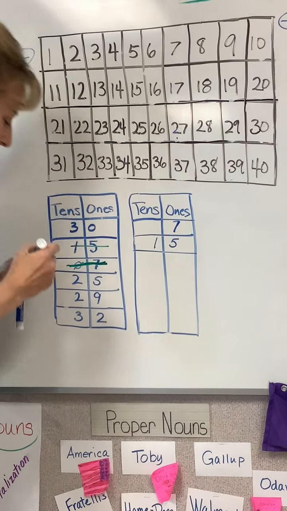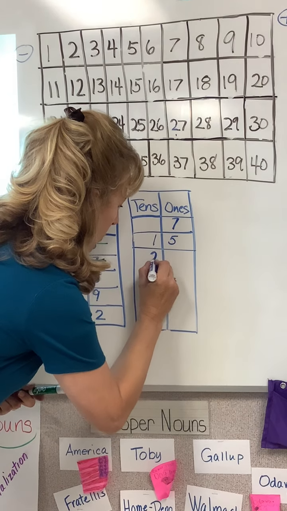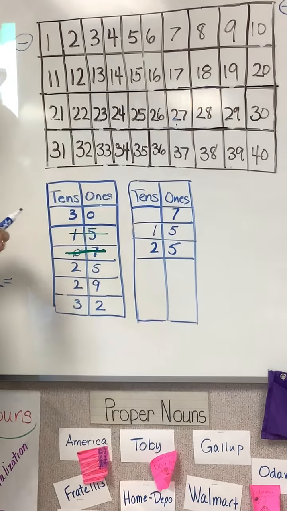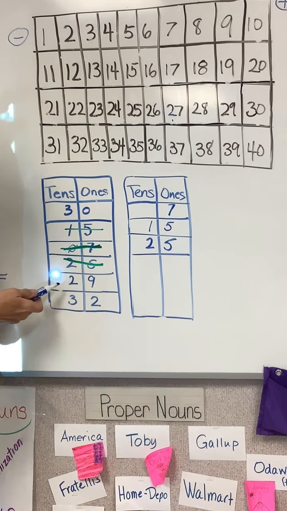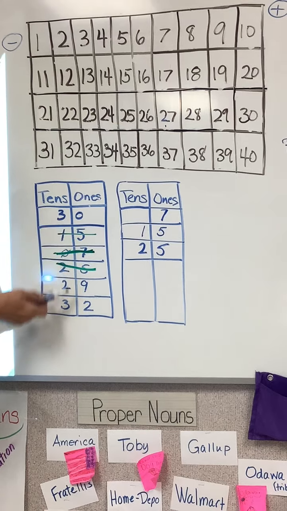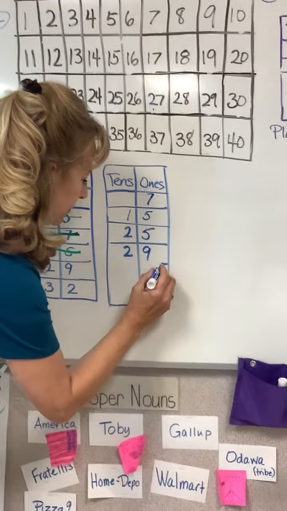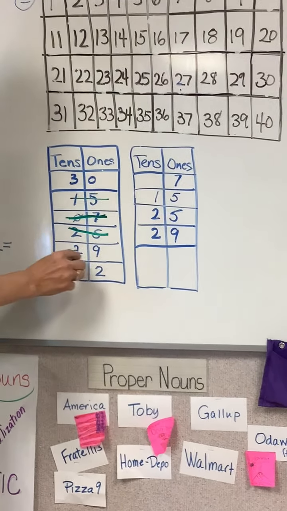So 25 is the next one in our series of least to greatest, okay? 25, and we're going to cross that off. And then the next one is 29 because 2 is smaller than 3. 29. Okay, now we're going to cross this one off too.